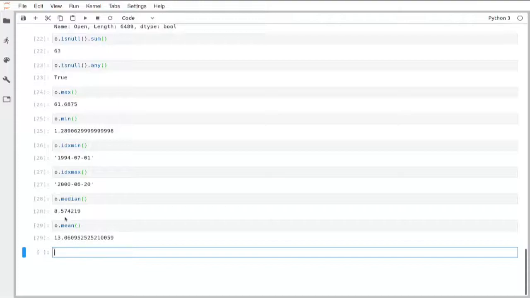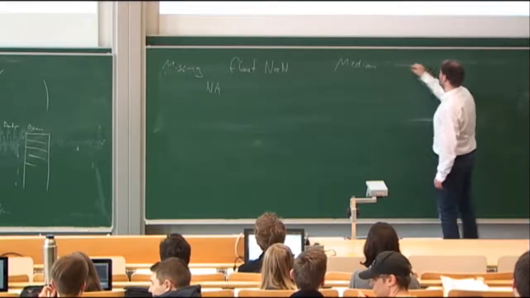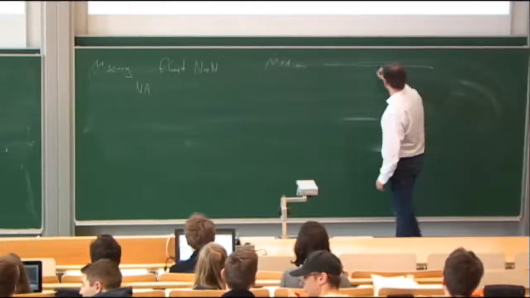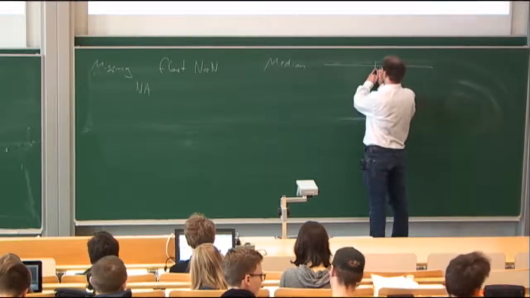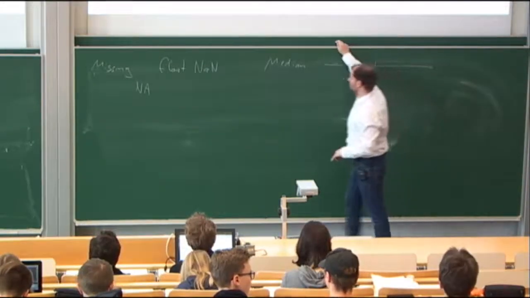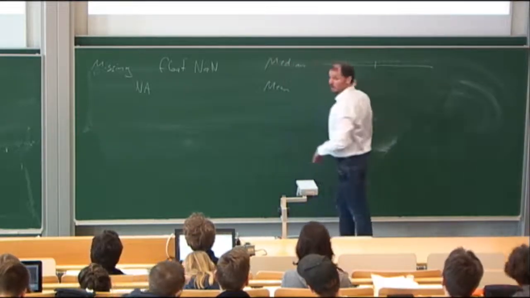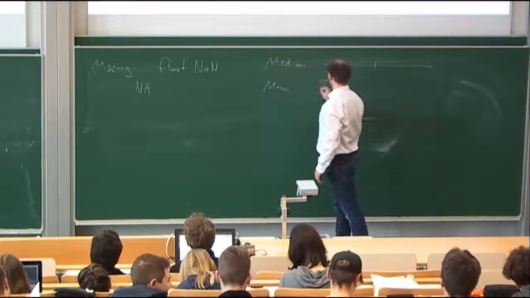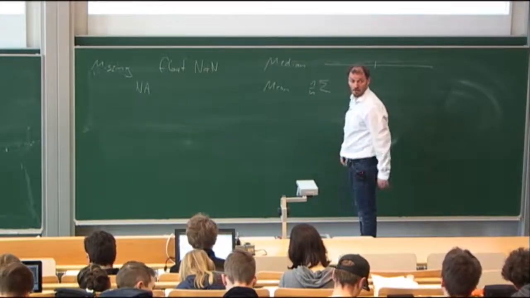Okay, so the median is you take all the stock prices, you sort them, and then you take exactly the middle one. So it's the value where half of the values are smaller and half of the values are bigger. And the mean, I think everybody knows the mean, is you just sum over all the stock prices, and then you divide by the number of things that you have.